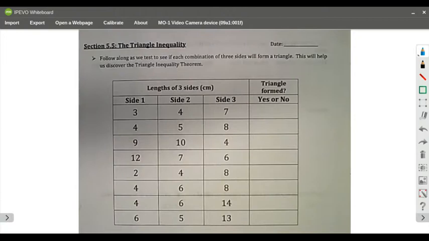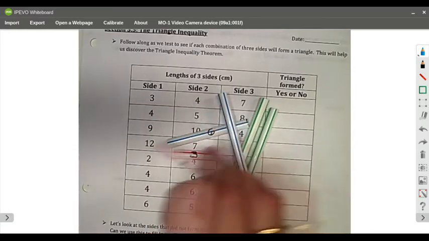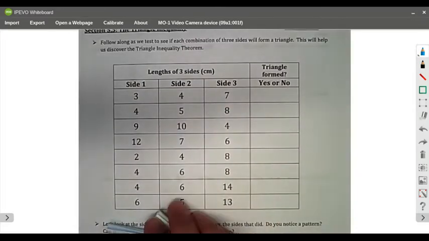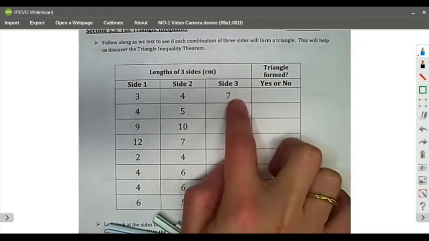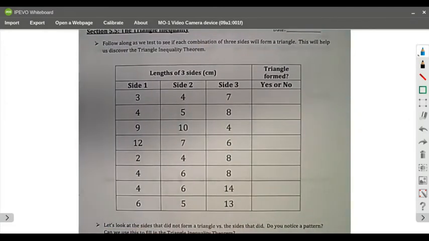So basically what this section is about is knowing what needs to be true about three potential sides of a triangle in order to make a triangle. These numbers represent lengths of sides, and what we're going to do is figure out, can I make a triangle with sides that are 3 centimeters, 4 centimeters, and 7 centimeters? Yes or no? I'm not going to necessarily do all of them. Maybe we'll see how long it takes.